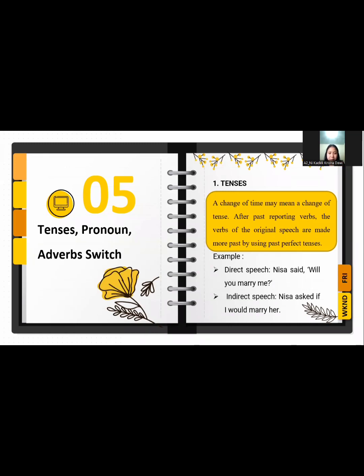And this is the last material, which is tenses, pronoun, and adverb switch. The first is tenses. A change of time might mean a change of tense. After a past reporting verb, the verb of the original speech is made more past by using past perfect tense. The example, in direct speech, Lisa said, "Will you marry me?" And in indirect speech, Lisa asked if I would marry her.